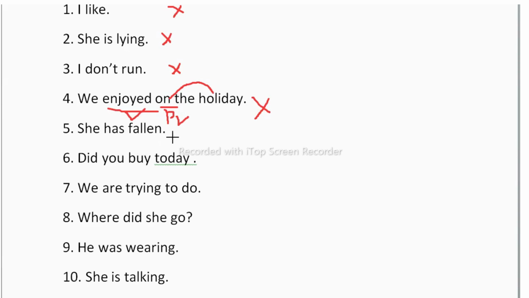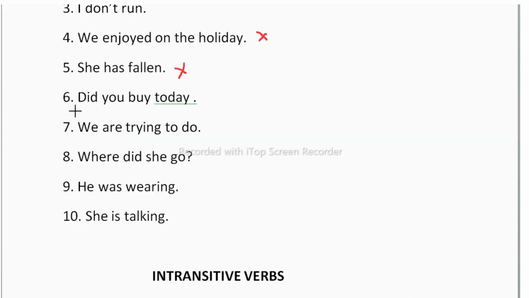She has fallen. Again, the object is missing here. Fallen, which is the verb, has no object. Fallen from where? Floor or ground or terrace, something should be here. No object, so that's why it is also an intransitive verb. Now let us see the sixth one.